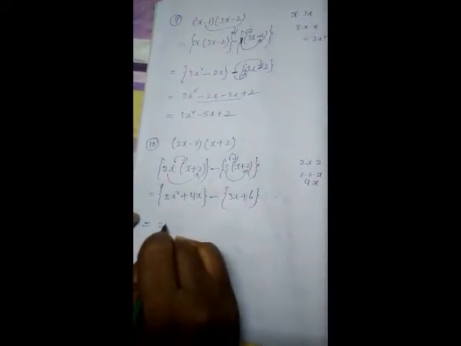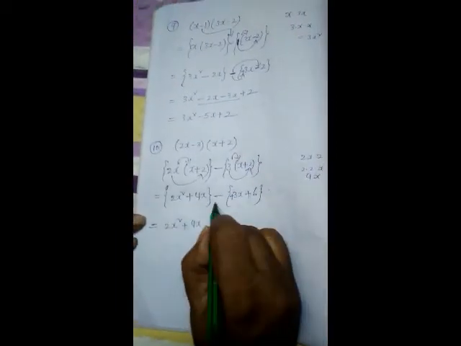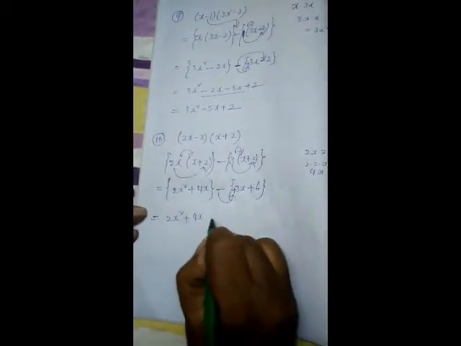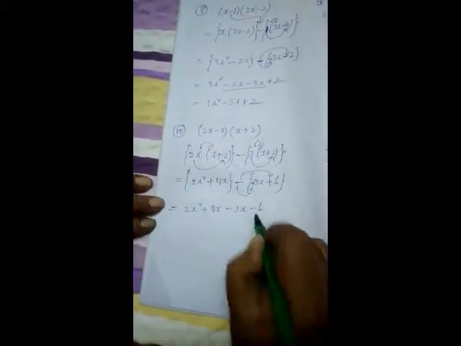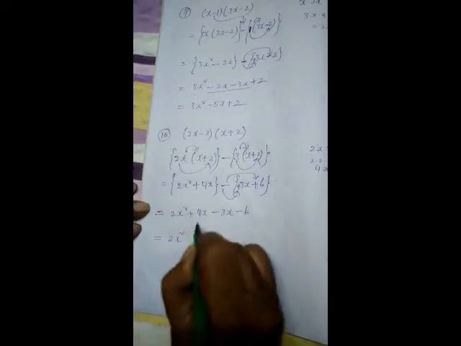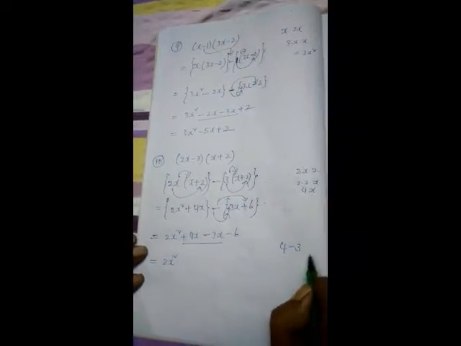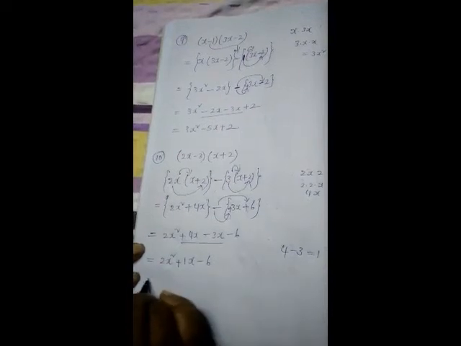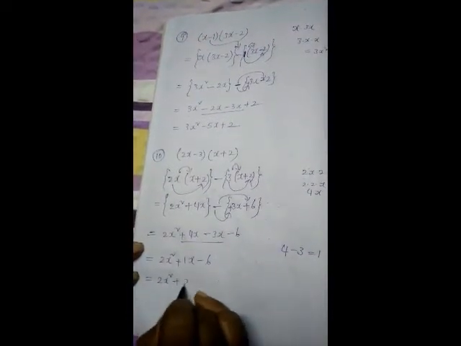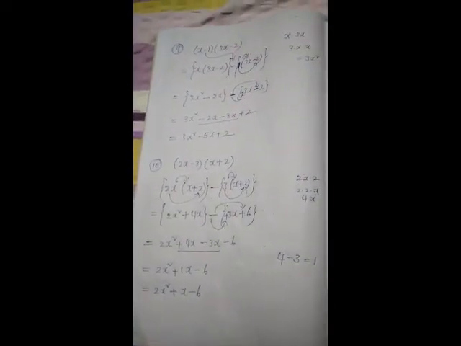Break the brackets. As it is, 2x square, 4x, you can write. This is plus 3x. Because of this minus, this plus will be minus 3x. Because of this minus, this plus will be minus 6, is equal to 2x square, 4x minus 3x, that is nothing but 4 minus 3 is equal to 1, 1x minus 6. 1x we can write, 2x square plus x minus 6. Okay, one more question.